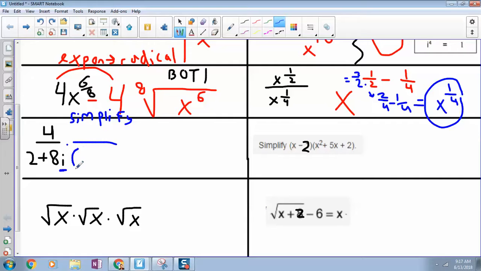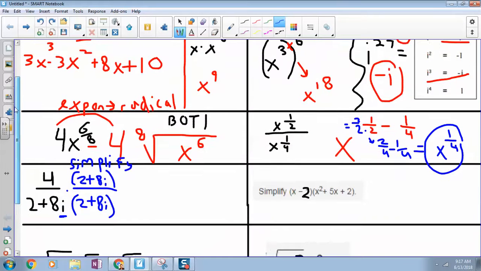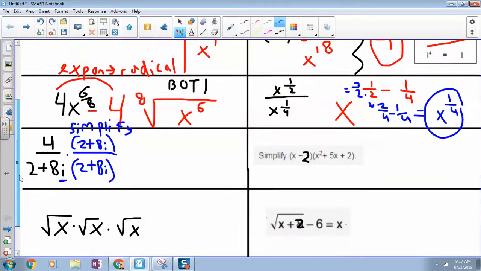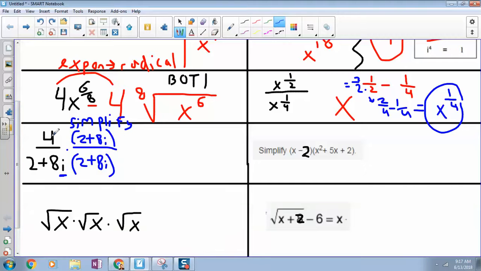So I'm going to multiply this by 2 plus 8i, and I'm going to multiply the top by 2 plus 8i, and that's going to get rid of that i, because if you remember, if we go back to our little chart, i squared is negative 1. So if I multiply that i times i, it's going to get rid of it. Okay, so let's go ahead and do the top first.